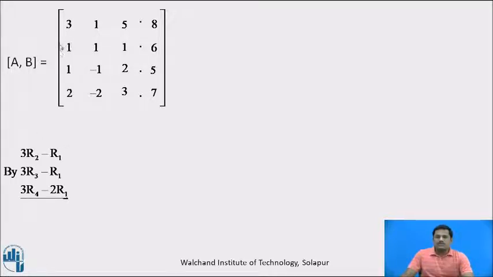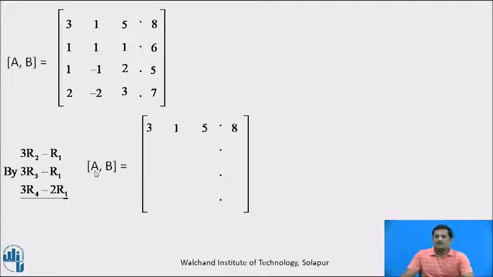To convert this first entry 1 to 0, we will use the transformation 3R2 minus R1. And again, to convert this 1 to 0, we will apply the row transformation 3R3 minus R1. And to convert this last entry 2 to 0, we will apply the row transformation 3R4 minus 2R1. Let us perform these row transformations one by one. So in this augmented matrix, there is no change in the first row. Now performing the first row transformation 3R2 minus R1.